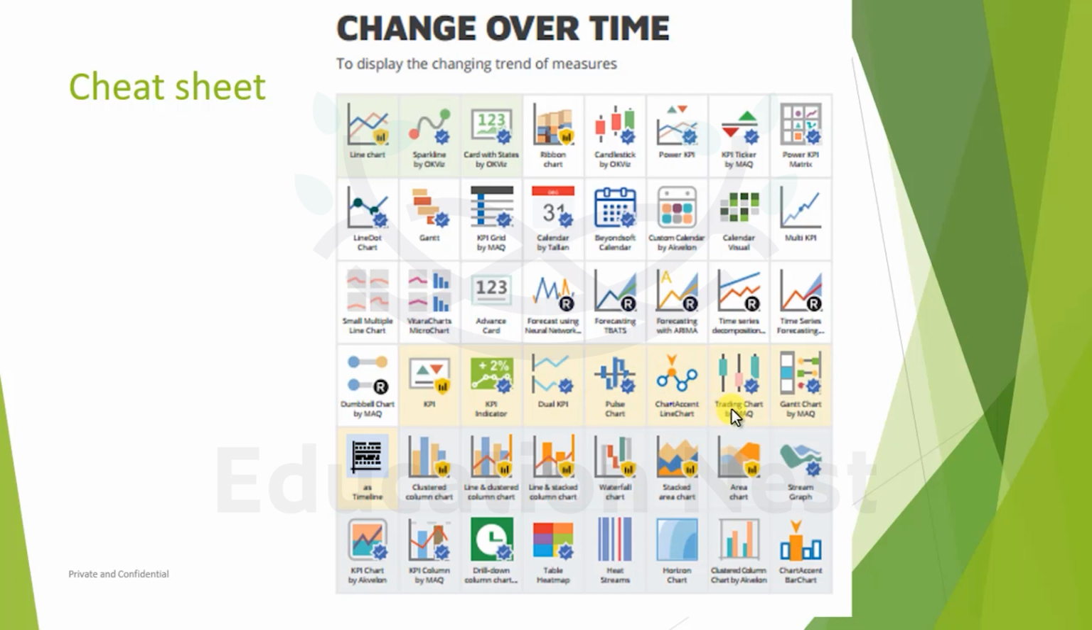Chart accent, trading charts, again the candlestick charts are best, which show different states in which that stock was at different times of that day. Gantt chart, again everybody knows, and a modified version of this Gantt chart is available. Both of them are available in the app source. Then there is a timeline chart, line and clustered column chart, a very interesting format wherein you are tracking more than two things of a different kind in one chart.